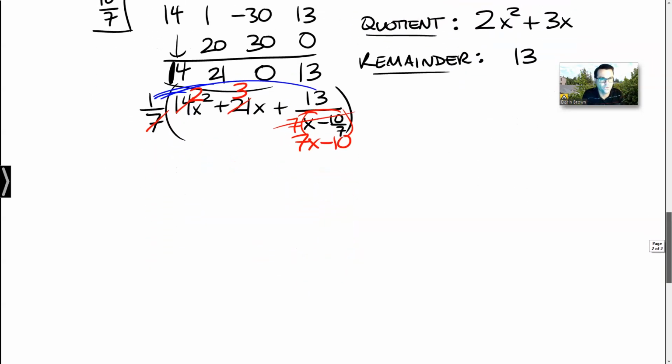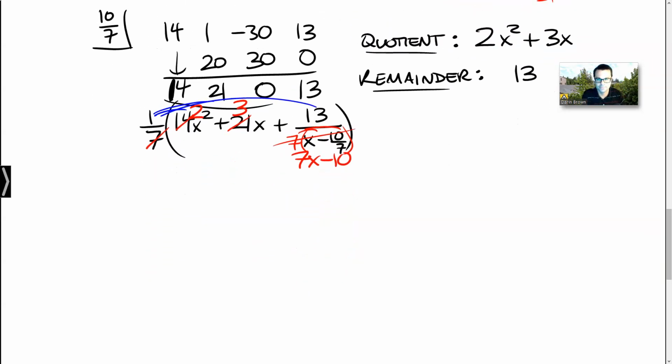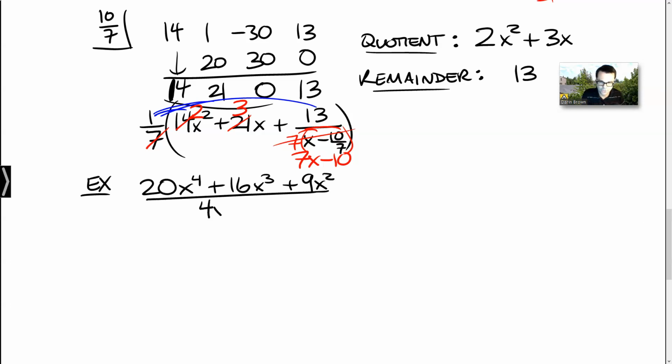So let's look at one of those. What do we do in this case? You just have to be more careful. Okay, so let's look at 20x to the 4th plus 16x cubed plus 9x squared, and we want to divide this by 4x squared plus 1.